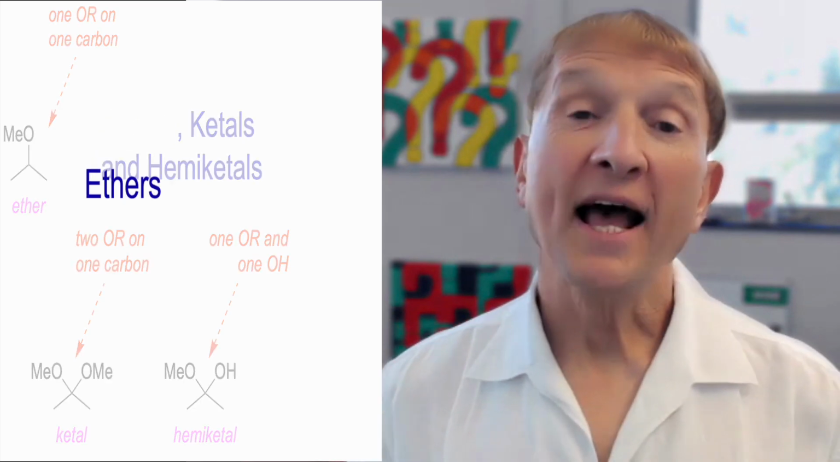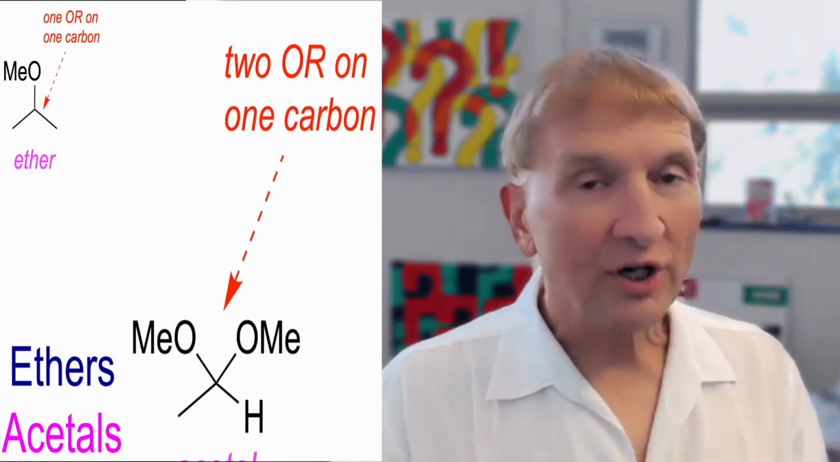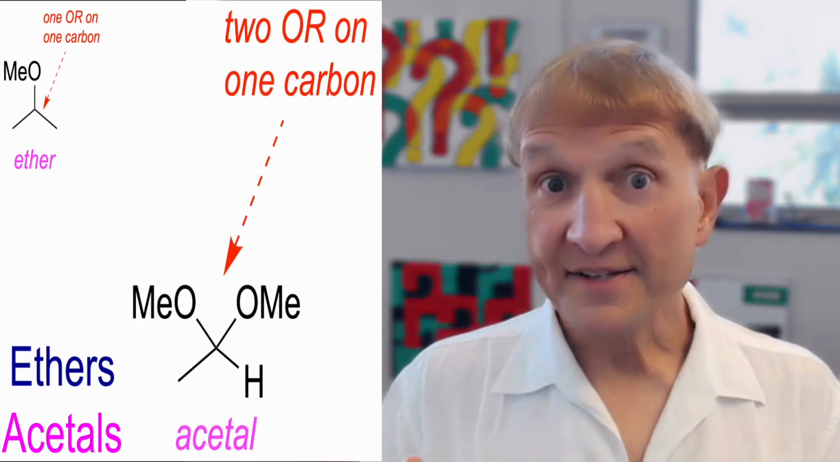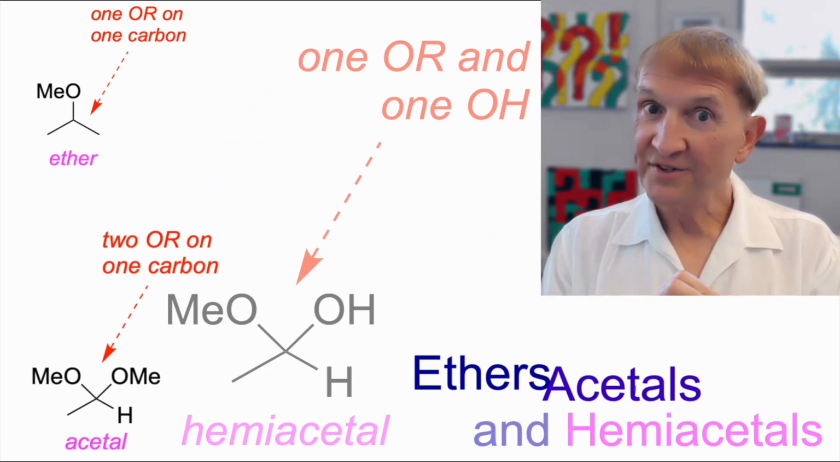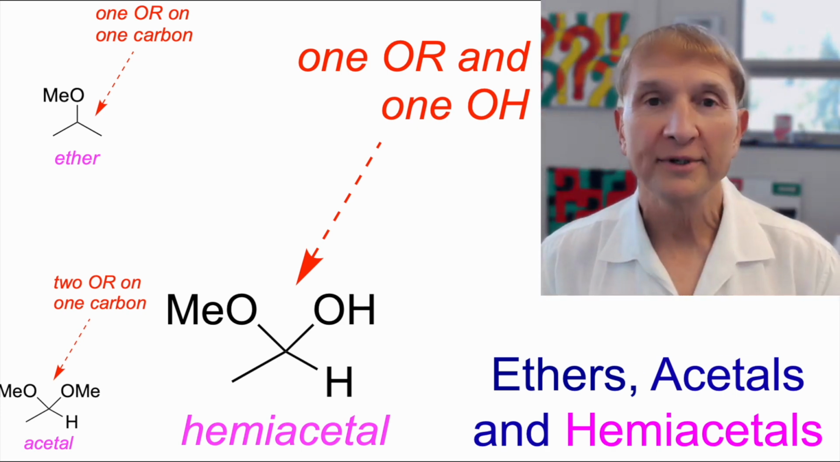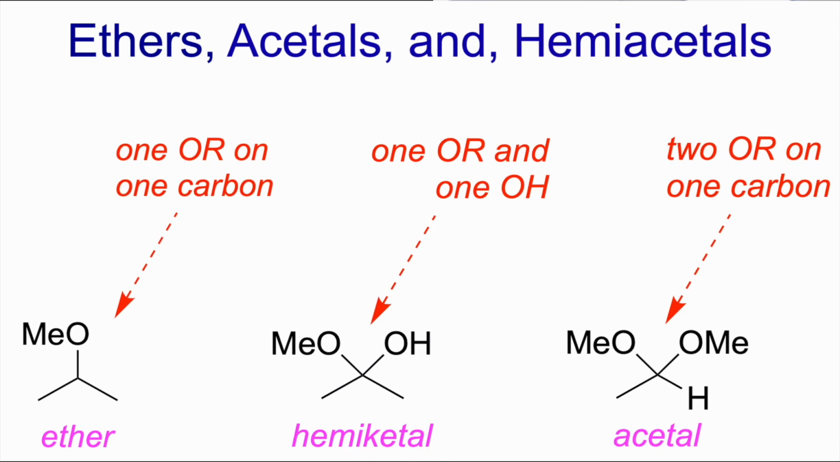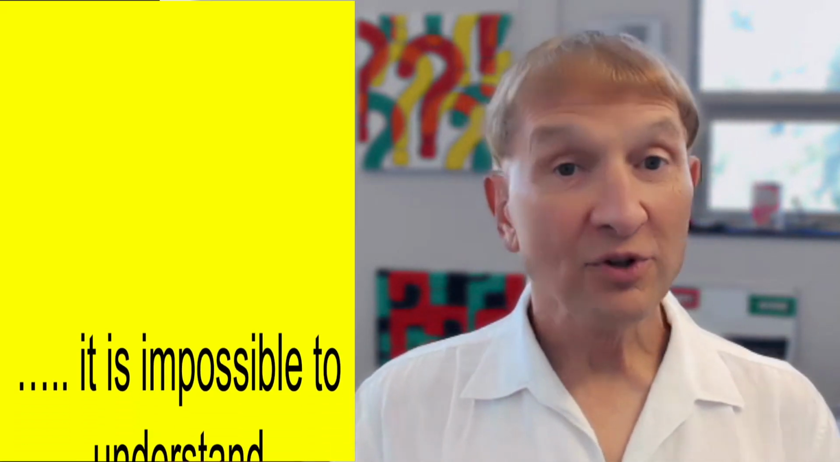Let's revise this using acetals as our point of reference. Acetals have a hydrogen and an alkyl group on a central carbon bearing two OR groups. Acetals, of course, are formed from aldehydes. Hemiacetals have one OH and one OR group on that same carbon. Hemiacetals are the halfway stage between acetals and aldehydes. Now, it's critical to know the mechanism of acetal and aldehyde formation. If you don't know that, you can't understand carbohydrate chemistry.